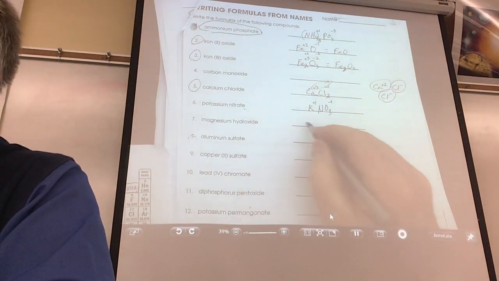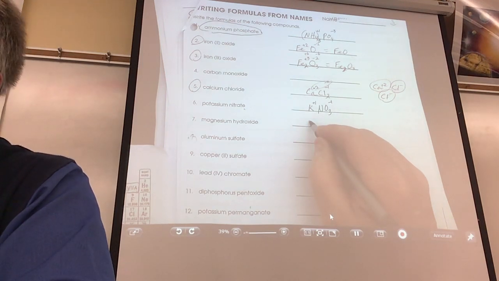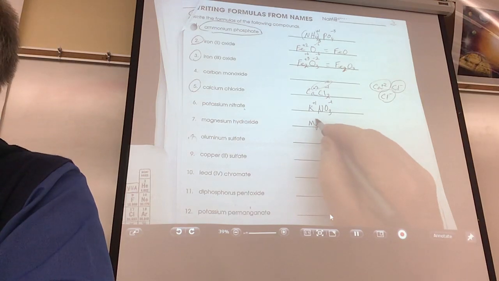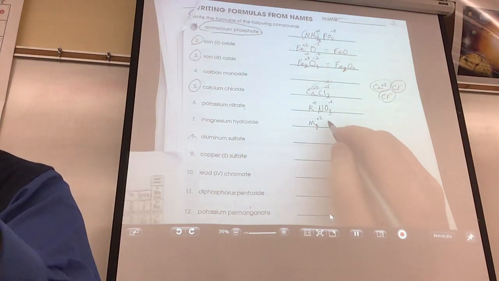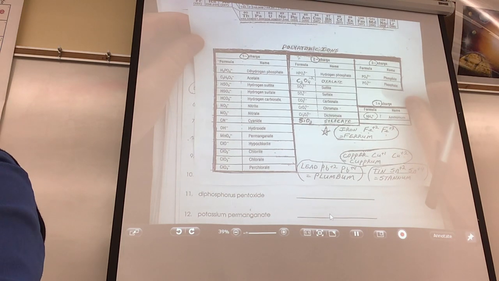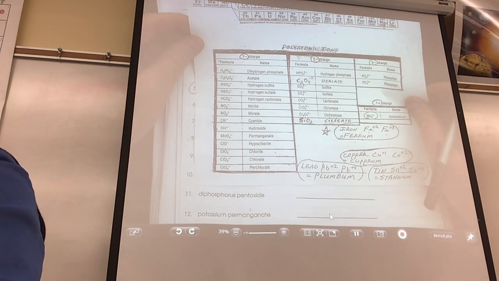Next one. Ready? What are you going to put for magnesium? Mg. What's the charge on magnesium in a compound? Now, what about hydroxide? I'm going to look that up. -3. No. Where? What is it?